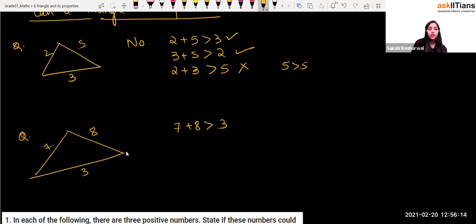15 is greater than 3. Can I say that 8 plus 3 is greater than 7? 8 plus 3 is greater than 7, because 8 plus 3 is what? 11, which is greater than 7. Now can I say that 7 plus 3 is greater than that of 8? Yes, because 10 is greater than that of 8.